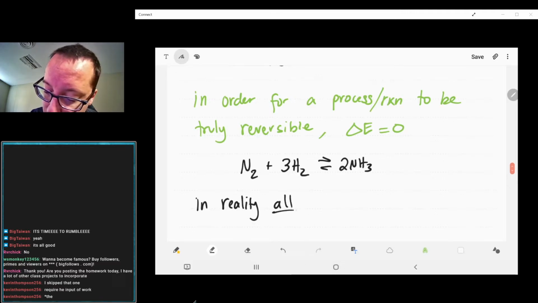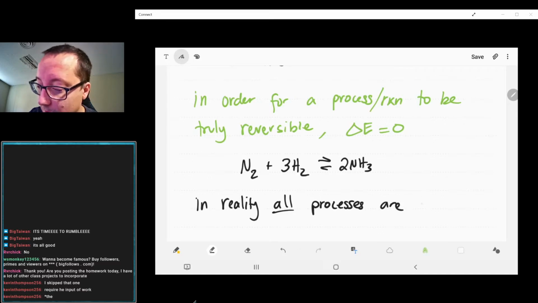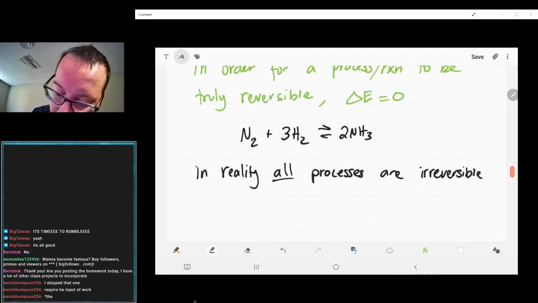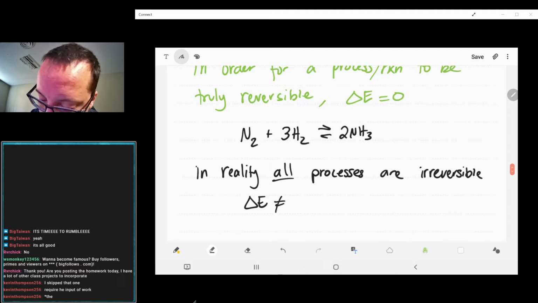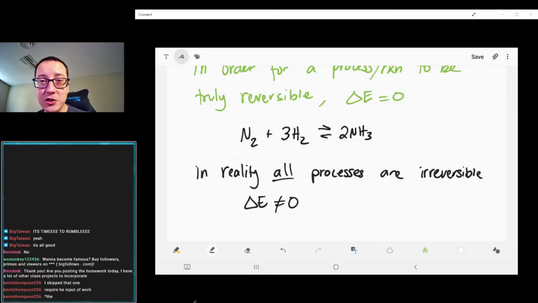pretty much all processes are irreversible. Meaning delta E is not zero. So either something is going to happen where you have to put in energy or get out energy as a result of a process. All right, and so in reality, we're going to see that everything is going to be irreversible.